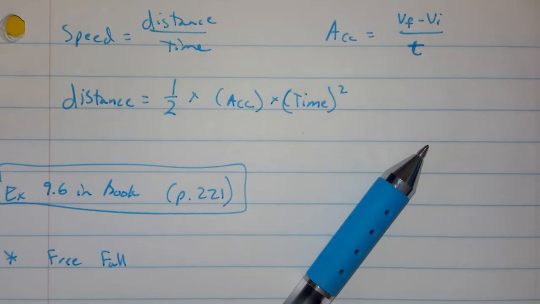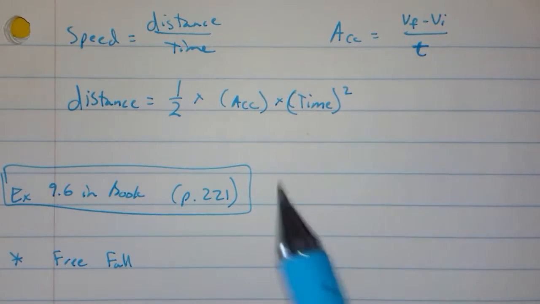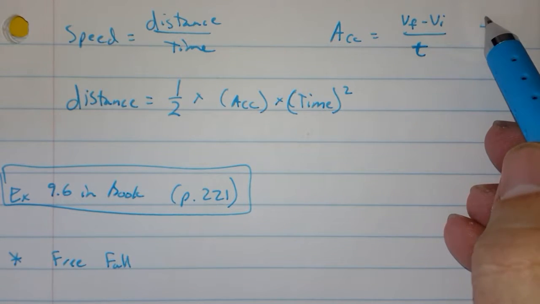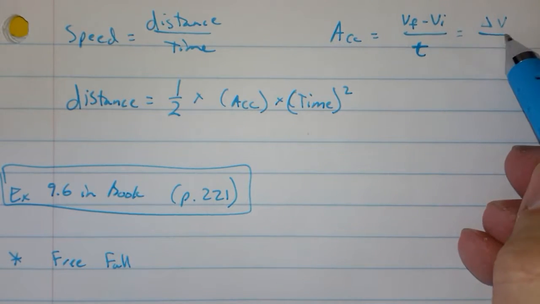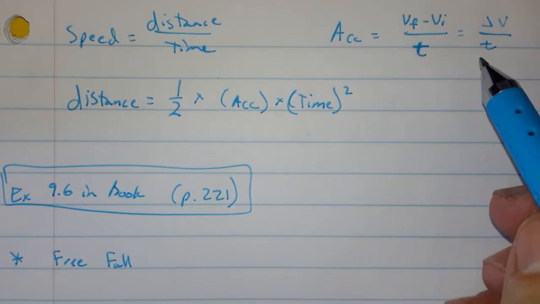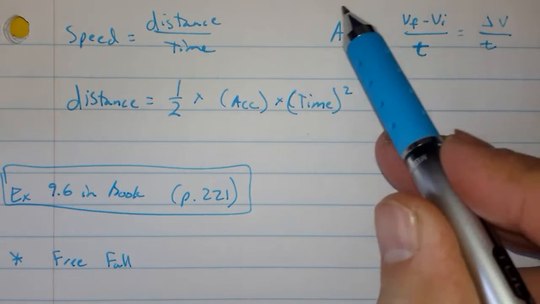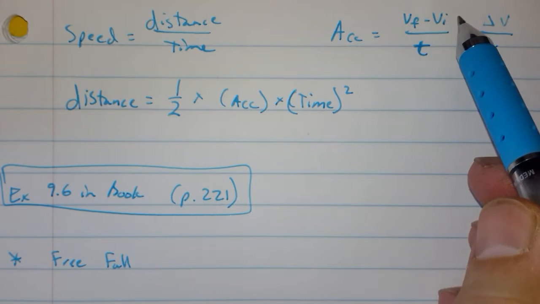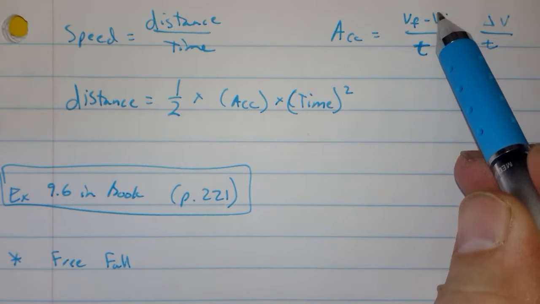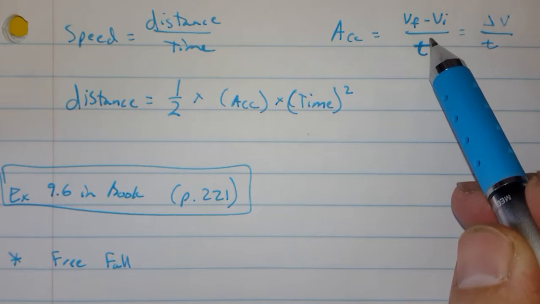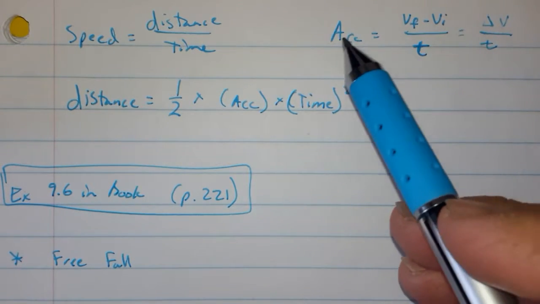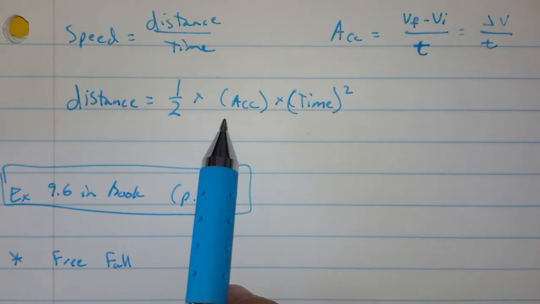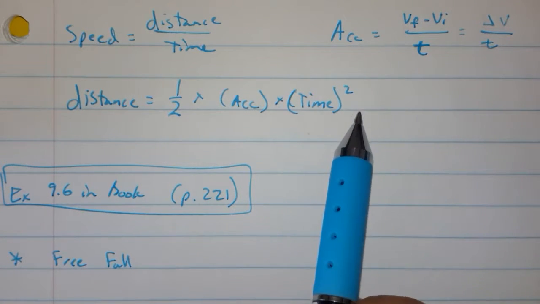The next thing we did was acceleration. It has to do with the change in velocity. Another way that you might see that is the change in velocity over time. Just for future classes, but for this class we're going to use this: the final velocity, or the velocity at the end of the problem, minus the velocity at the beginning of the problem, over time. And the one thing we didn't get a chance to go over was distance equals half of the acceleration times time squared.